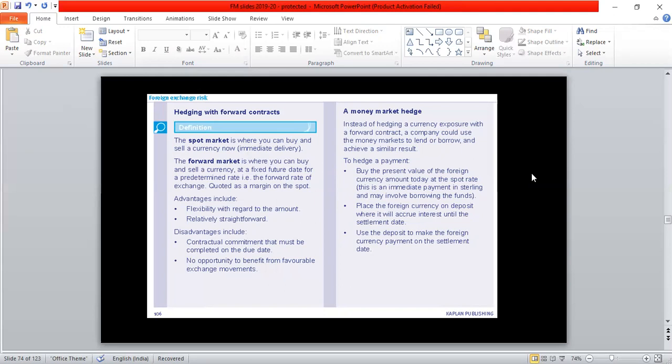Hedging with forward contracts. The spot market is where you can buy and sell a currency. Please learn all these terms. A spot market is a place where you can buy and sell currency. There is immediate delivery.